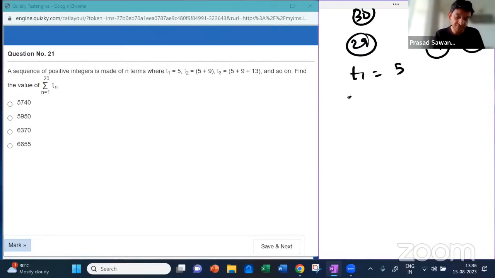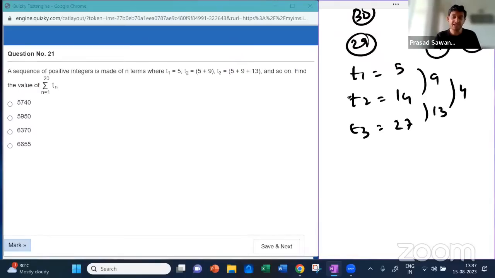Okay, T1 is 5, T2 is 14, T3 is 27 and so on. First order of difference is 9 and 13. Second order difference is 4. So it's in the form of ax square plus bx plus c.